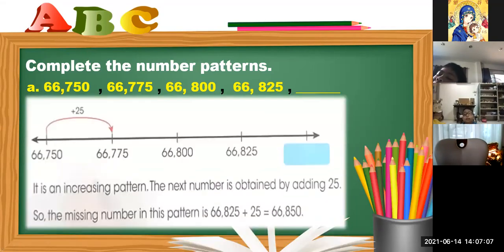Now, here, as you can see here, 66,750 to 66,775, that is plus 25, right? Plus 25. This is an increasing pattern, okay? It is an increasing pattern, and the next number is obtained by adding 25, plus 25.